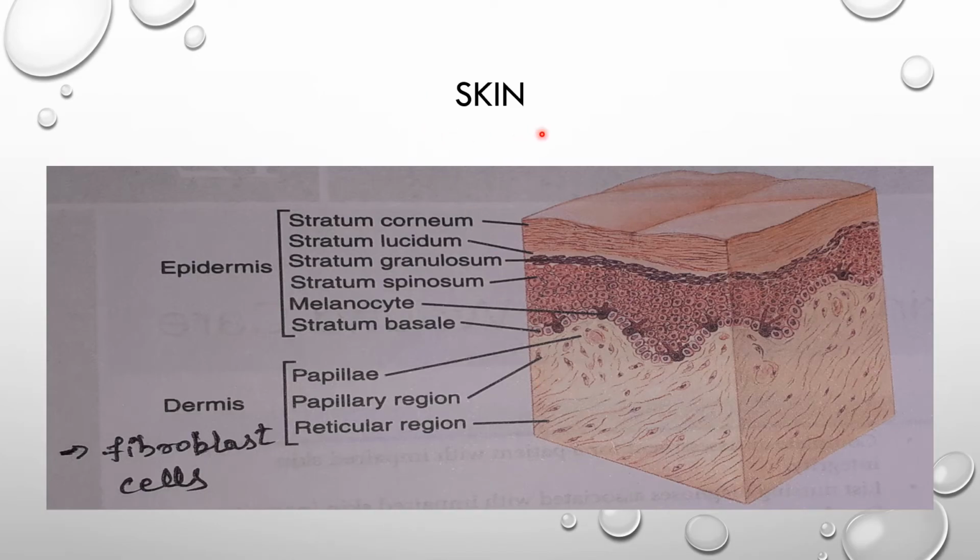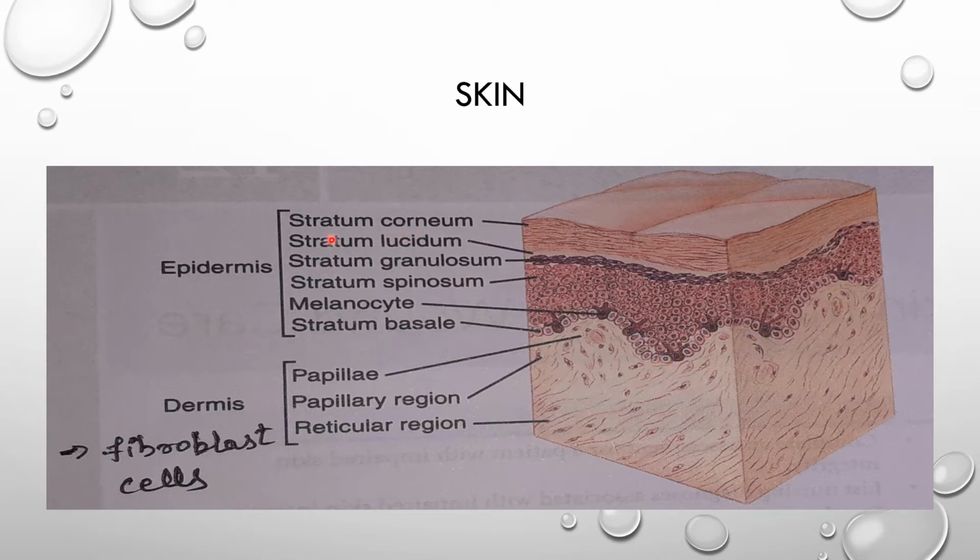Now we are going to look at the skin. Here you see a portion of the skin, and this is the epidermis from this part to this, and the epidermis has different types of cell layers. This is the dermis from that to that, and the dermis has different types of tissue layers. Between the epidermis and dermis there is a membrane separation, known as the dermal epidermal junction.